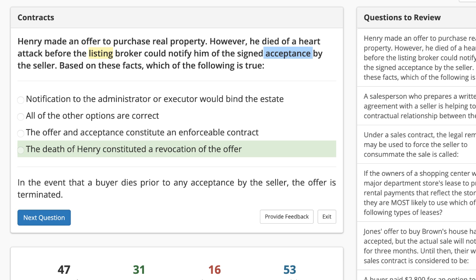And it wouldn't really be fair to hold Henry to a contract that he didn't know he was making. It would obviously be his estate that would be bound to follow through on the contract. And so that's kind of how I remember this particular situation, is that it's not fair to Henry to hold him to a contract that he didn't know he was making.